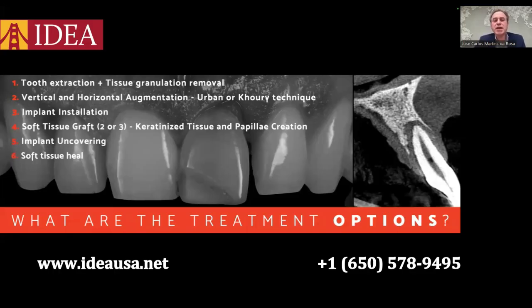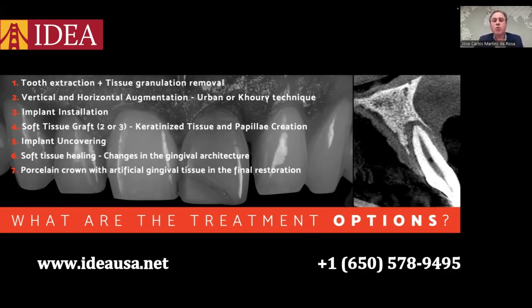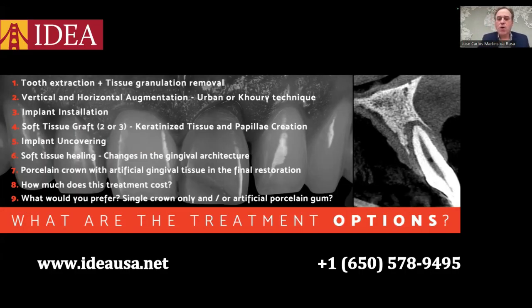And how about the soft tissue healing if you think about the change in the gingival architecture position along the months and along the years after we perform 5 or 6 surgeries? And what do you think to deliver in the final restoration and final porcelain crown with artificial gingival tissue? Or maybe we may think in one more aspect. How much does this treatment cost for the patient? And what would you prefer if it was in your mouth? A single crown or artificial porcelain gum besides the final porcelain restoration?